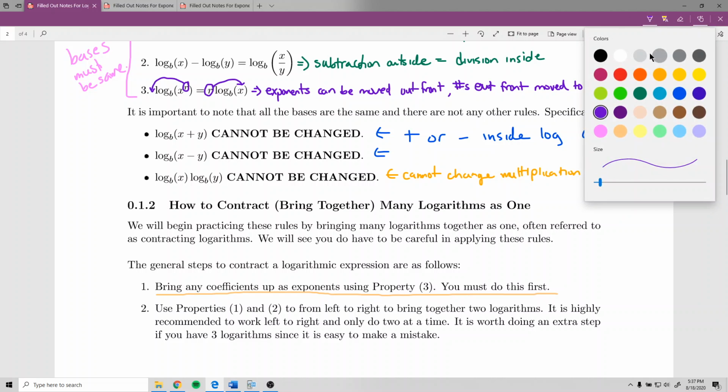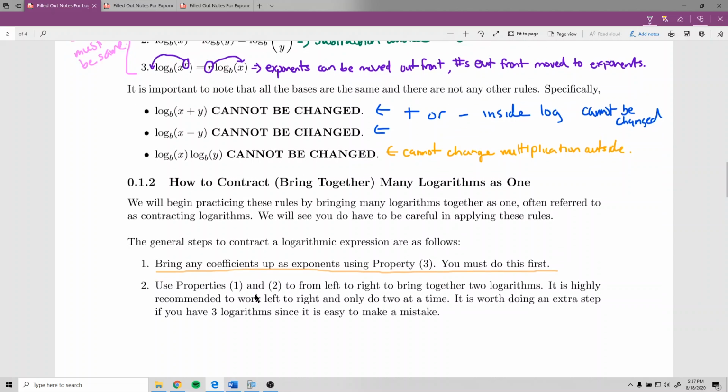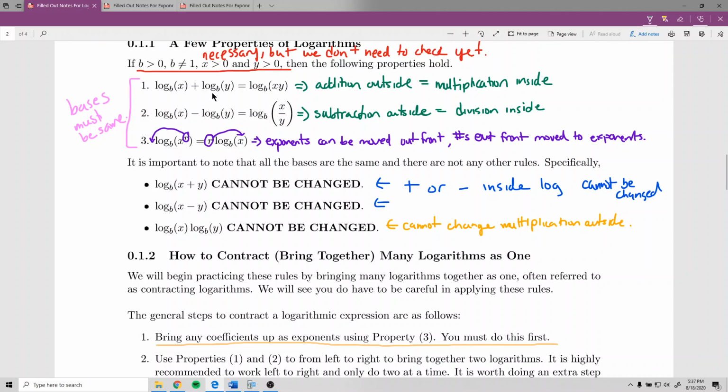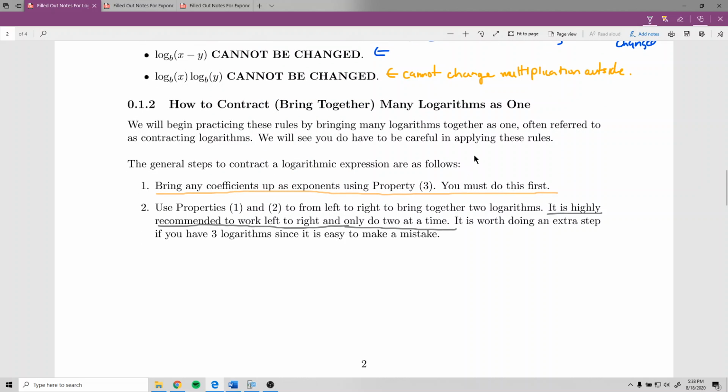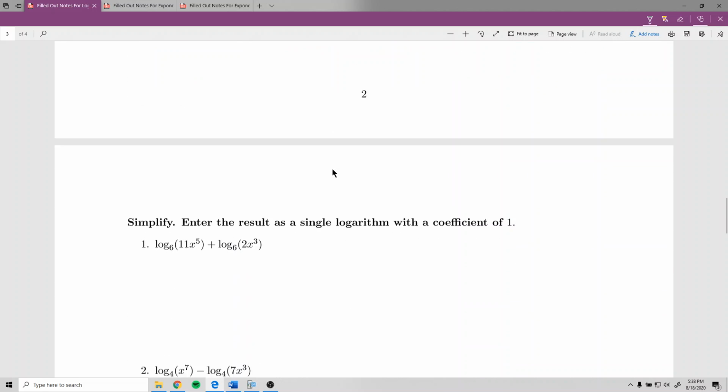Now what's pretty nice, as soon as you move all the numbers out front to exponents, you just use rules 1 and 2. Whenever you see a plus, you get a multiplication. Whenever you see a minus, you get division. And if you have more than 2 logs to do at a time, it is highly recommended to work left to right and only do 2 at a time. If you have to do 3, it's going to be 2 steps instead of 1, but it's worth your time to make sure you're right. All right, but it's better to just work through these than outline the steps too much.